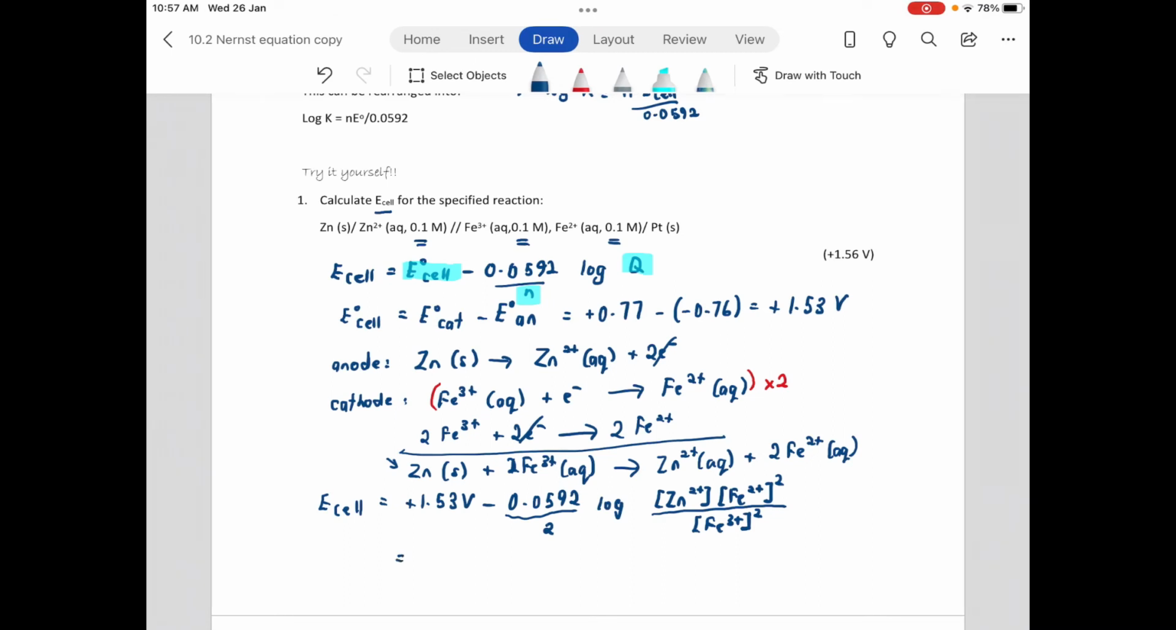Okay. And then we calculate as usual lah. Nanti masukkan nilai-nilai concentration yang dah diberi dalam question. So zinc is 0.1, Fe2 plus is 0.1, Fe3 plus also 0.1, power 2. So ini kita boleh cancel ni. Okay, so nanti bila kita calculate, we'll calculate macam biasa. Then the answer should be more or less the same like answer yang saya dah bagi ni lah, positive 1.56 volt.